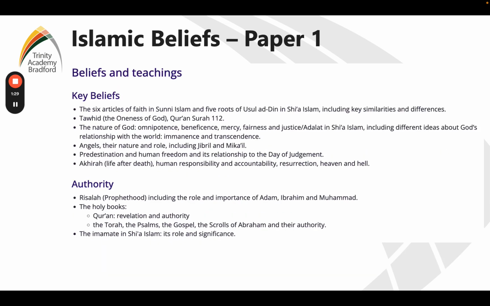The same is then repeated with Islamic beliefs. We look at the teachings and beliefs of Islam, looking at things like the 6 articles of Sunni Islam and the 5 roots of Shia Islam, looking at the nature of God, the importance of angels, and the idea of heaven and hell. And then we look at the idea of authority and the holy books and why the holy books are so important within Islam.